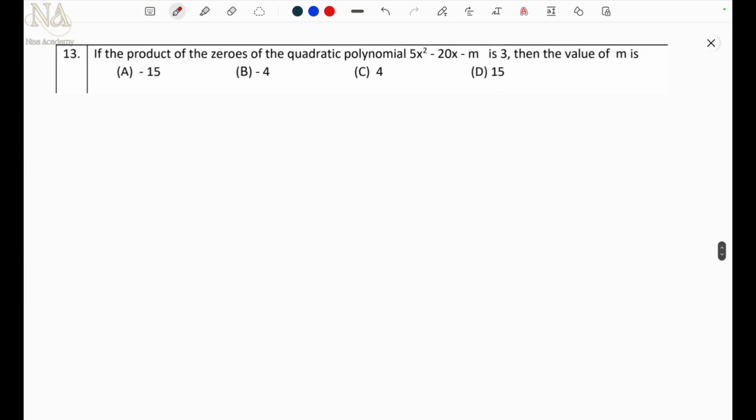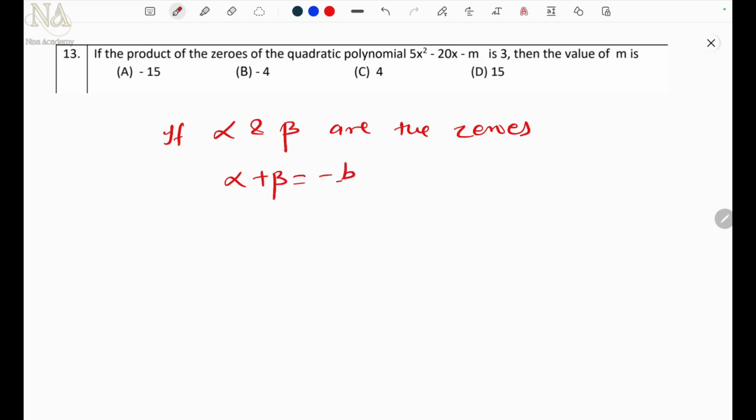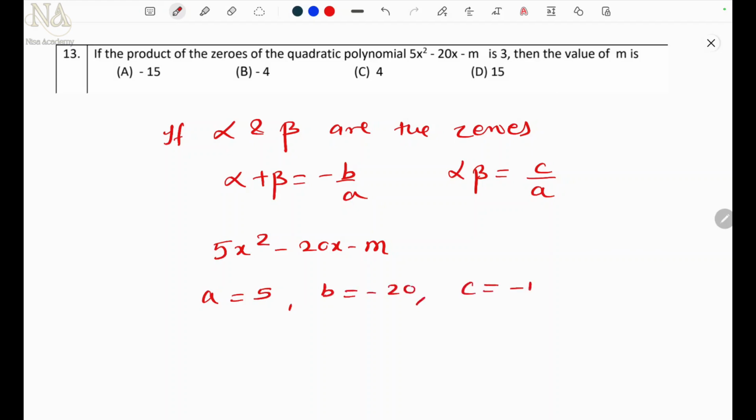If the product of the zeros of the quadratic polynomial 5x square minus 20x minus m is 3, then the value of m is. Yes, we know if alpha and beta are the zeros of a polynomial, then alpha plus beta is minus b upon a, that is sum of the zeros, and alpha into beta is c upon a, that is product of the zeros, okay. So, now in 5x square minus 20x minus m, let us compare. A is 5, B is minus 20 and C is minus m.